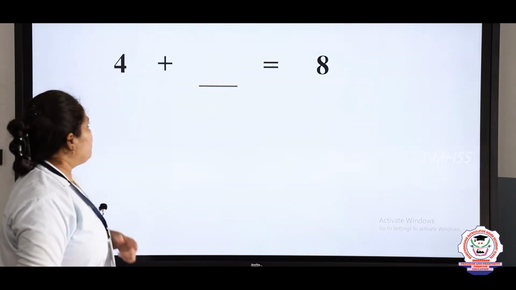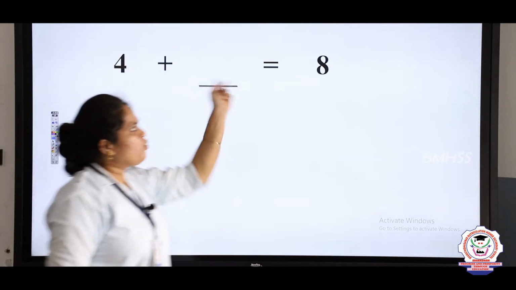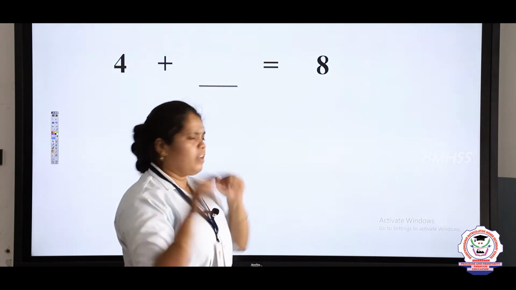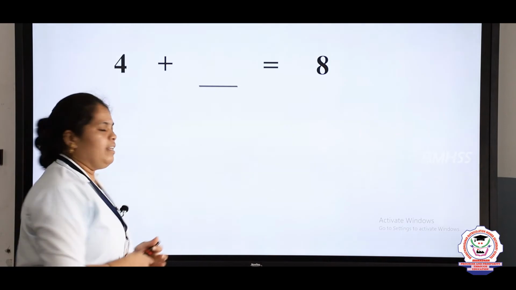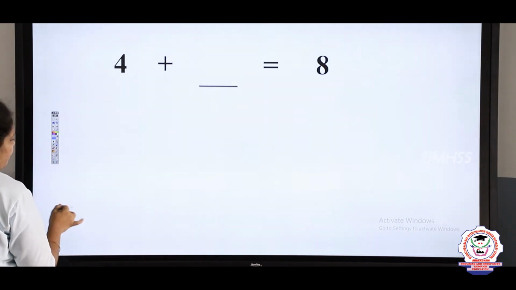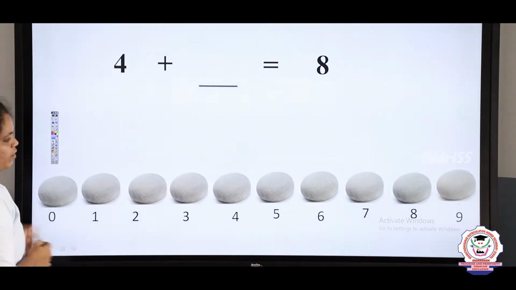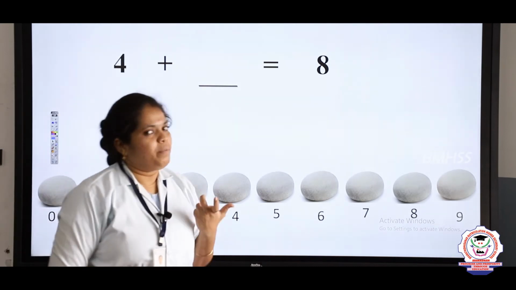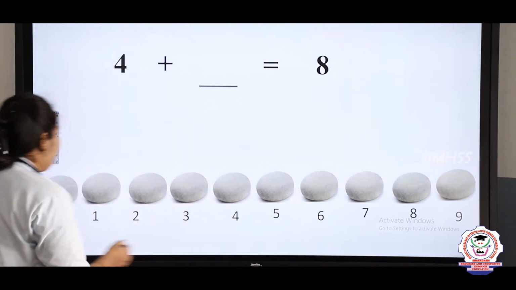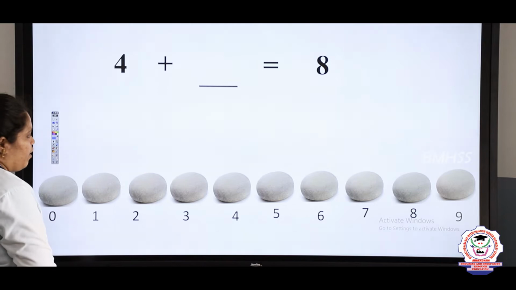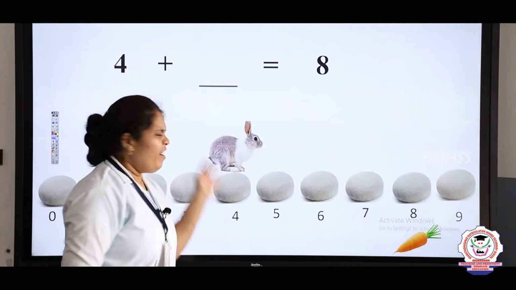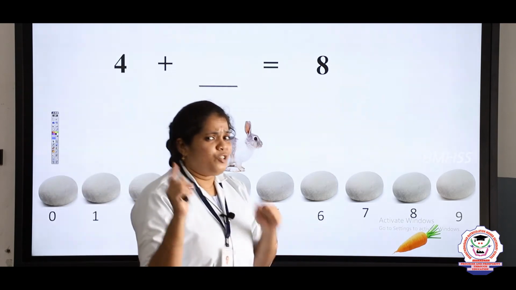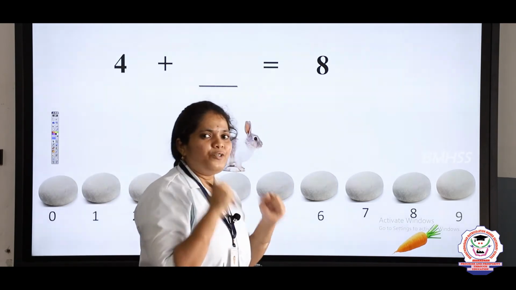So, our problem is 4 plus dash equals sum. We get the sum of 8. We don't know what the addend 2 will be. Let's see one small game here, okay. What is this? These are pebbles. A pebble is nothing but a stone, okay. It's a kind of stone. What is this one? This is a rabbit. Rabbit likes carrot, right? It likes more carrots to eat.